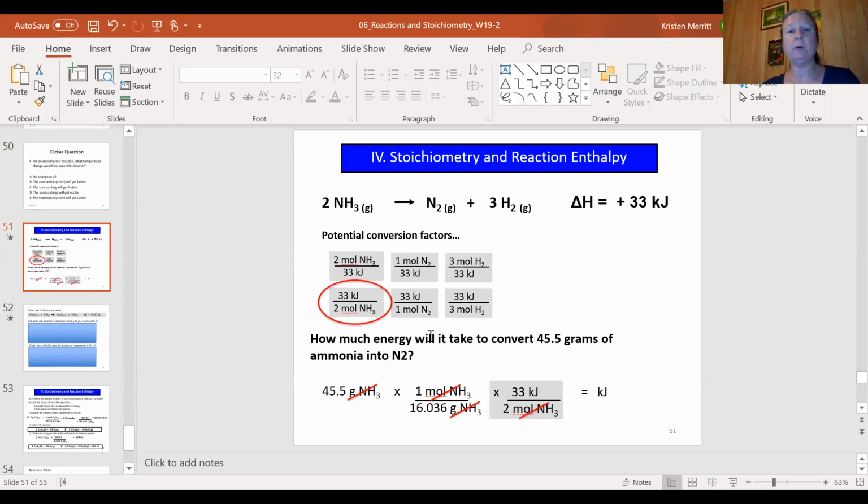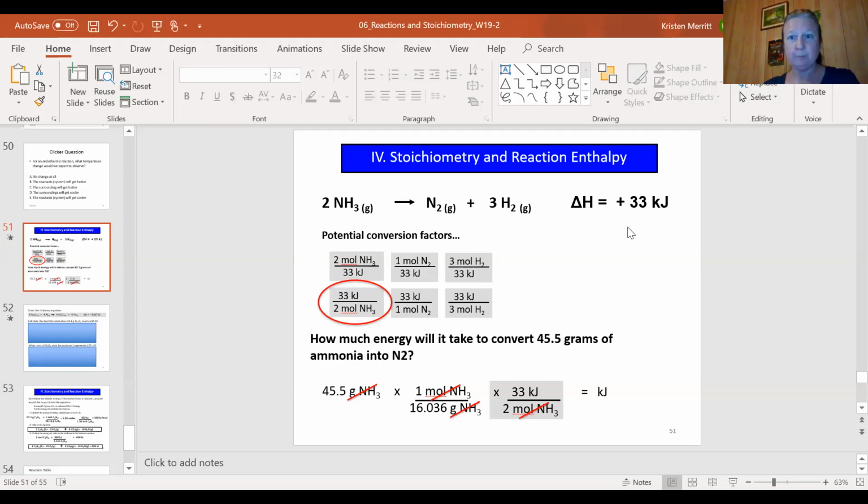So let's look at this question on the whiteboard. And this is how we're going to use energy in our stoichiometric conversions, in reaction stoichiometry with energy.